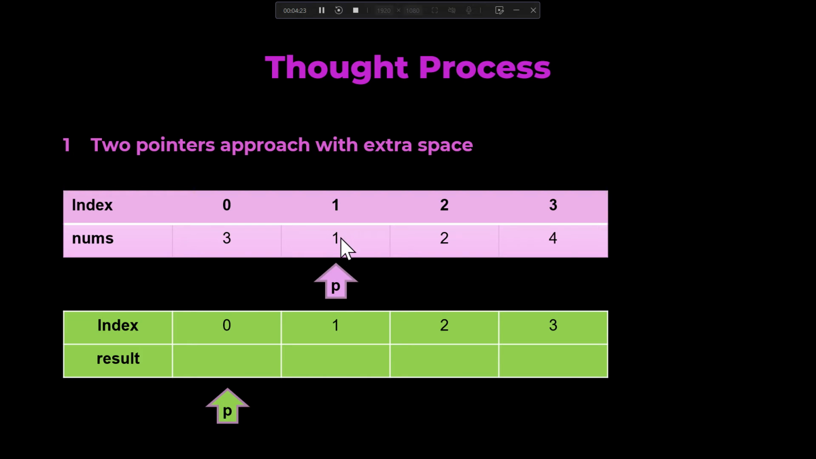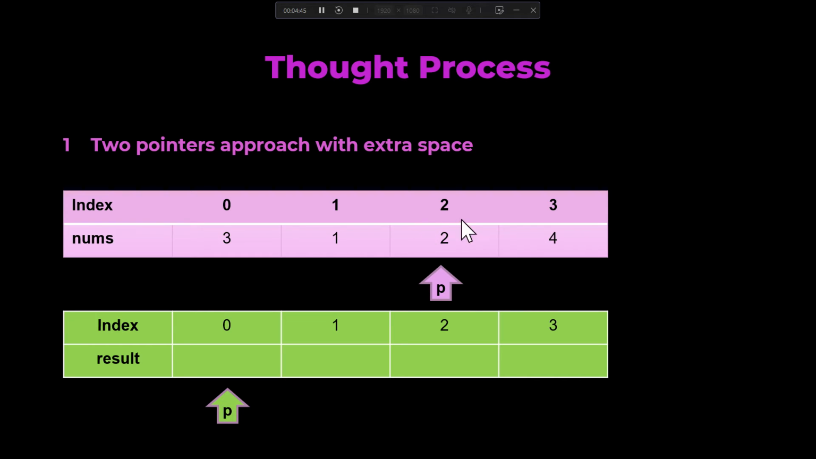Now at index 1, element 1, it is again odd. How do we know it's odd? We divide it by 2, we get the modulus, and the modulus will be 1. So this is again not even, so we will again increment the pink pointer.